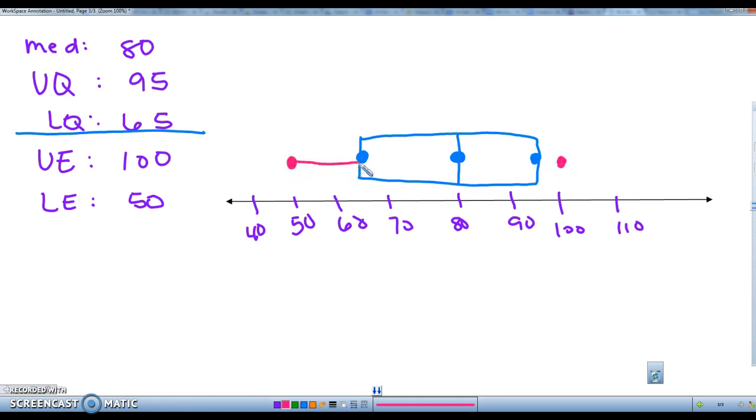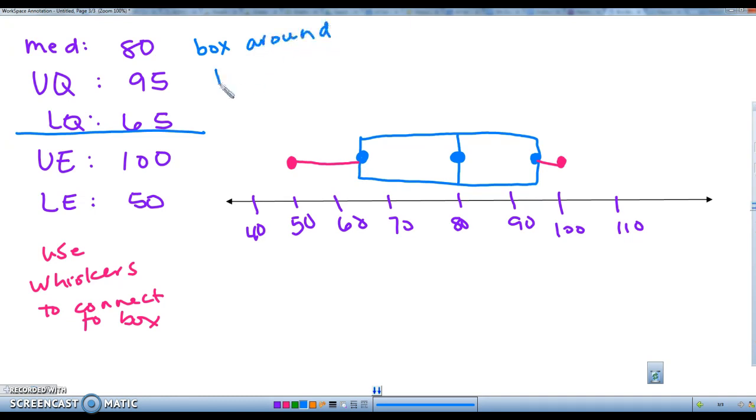And that I connect to my box with these little whiskers. Okay, so I'm going to use whiskers to connect the box. And just so we're clear, the box goes around the quartiles with a line through the median.